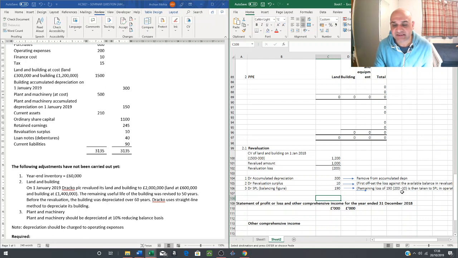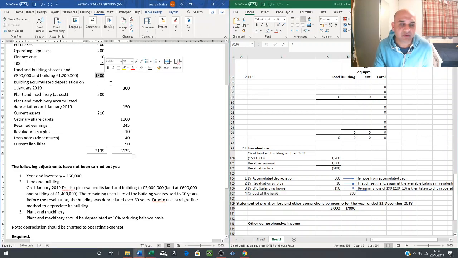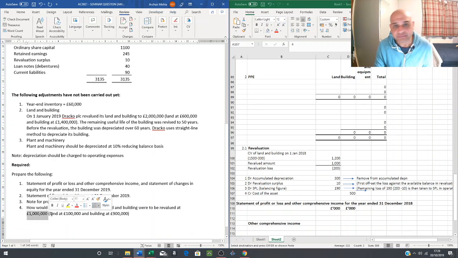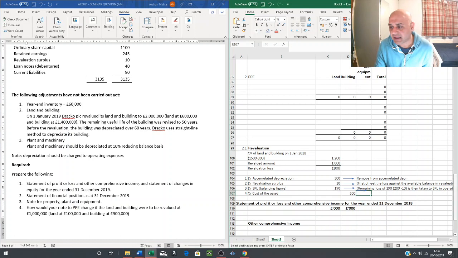Okay, 200 minus 10, and then that means our credit side is short by 500. So we're going to reduce the cost of the asset by 500, which also makes sense because land and building originally were worth 1.5 million, and is going to go down to 1 million, so loss of 500. Okay, and that is your land will go down to 100,000 and building will go down to 900,000.